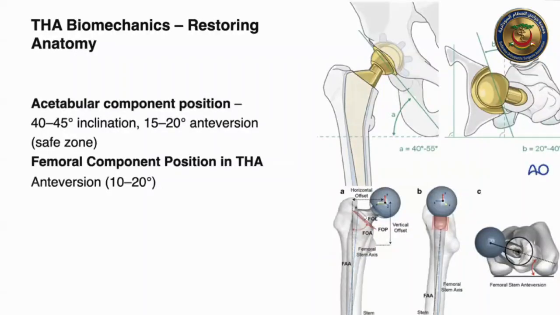The other most important component is the position of the components. The acetabular component is supposed to be at 40 to 45 or 50 degrees of inclination and 15 to 20 degrees of anteversion, which is the safe zone. This also applies to the femoral stem, which is supposed to be at 10 to 20 degrees of anteversion.